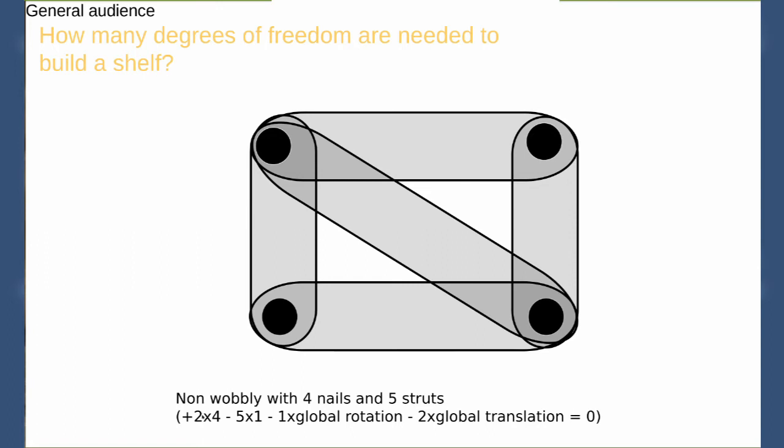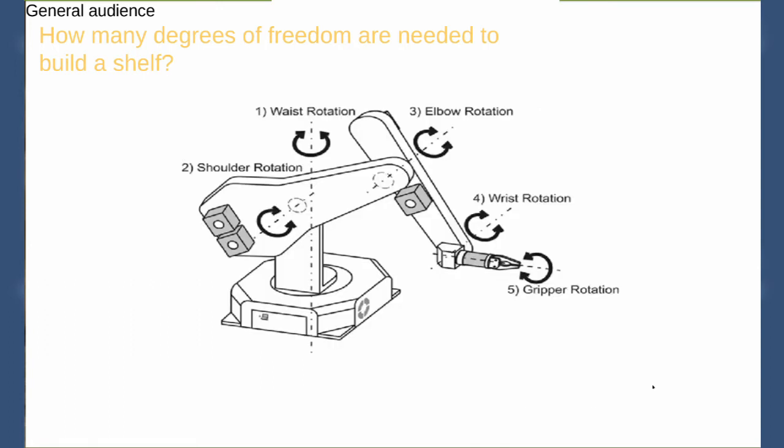We have 2 times 4 numbers for the nails, 5 planks, 1 global rotation, 1 global translation, no further need to specify anything, and therefore the shelf is stable. And of course, you can generalize this, and that's how you build robotic arms. Each joint is a degree of freedom, and you specify the numbers for each joint to describe the position of a robotic arm. You can build cars and robots and space stations and Death Stars and whatever you want.